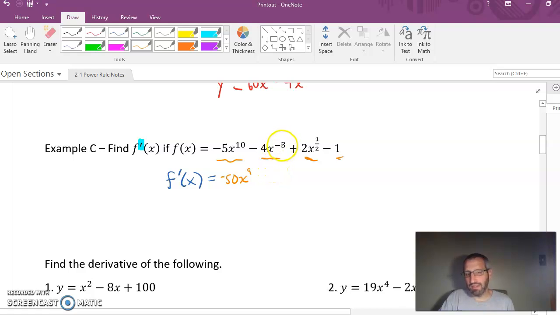Now, this one has a negative exponent. This is still an exponent. We can still treat it like we always do with our power rule here. So take now negative 3 times negative 4 to get positive 12. X to the negative 3 minus 1. Negative 3 minus 1, that's negative 4. It's not negative 2. Careful there.